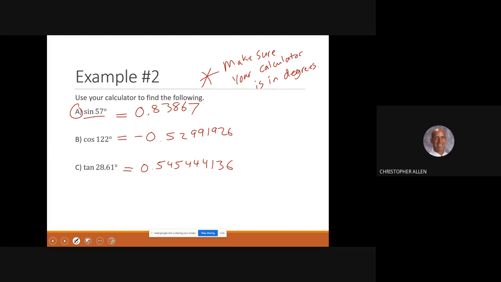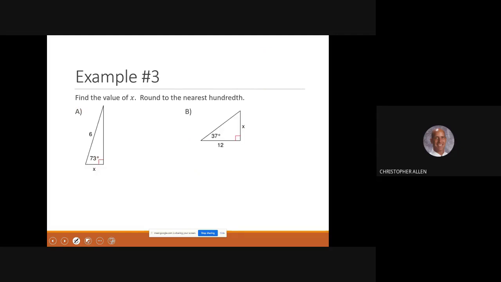Make sure your calculator is in degrees. We will only do degrees in this class. If you take pre-calculus in the future, you'll do radians, but don't worry about what radians are. All right, example number 3.